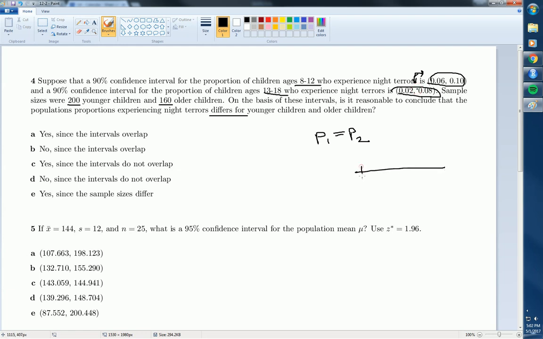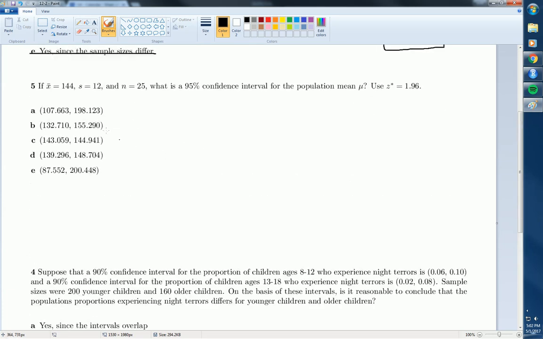On a number line, if this is 0 and this is 0.02, then you have 0.04, 0.06, 0.08. You have one interval that goes from 0.06 to 0.10, another interval that goes from 0.02 to 0.08, and obviously they overlap. So we cannot conclude that these proportions are different. Is it reasonable to conclude that proportions differ? The answer would have to be no, since the intervals overlap.